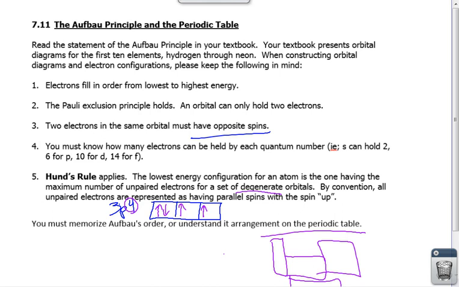We know how many electrons are held for each quantum number. What does he mean by that? He means S's can hold 2, P sublevel can hold 6, D's can hold 10, F's can hold 14.